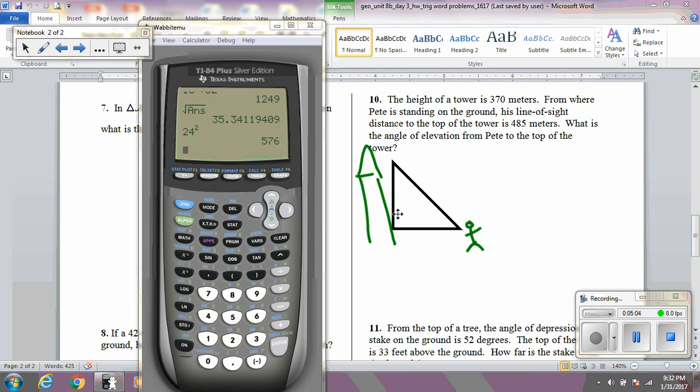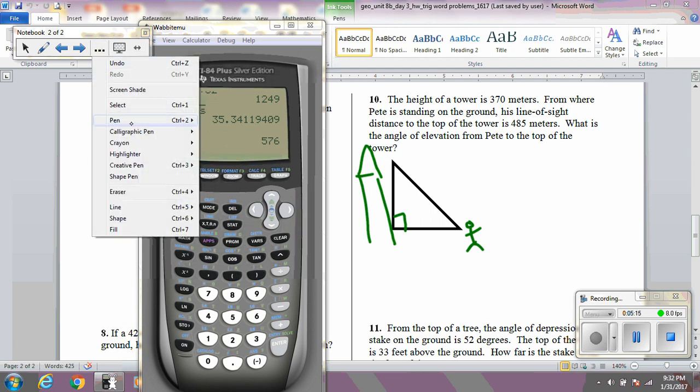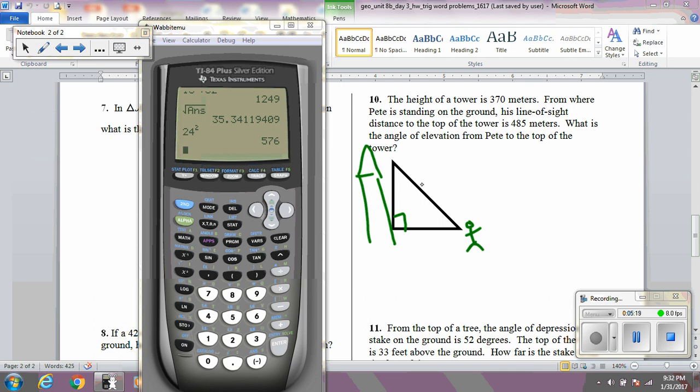The line of sight is the hypotenuse. And it says that distance is 485. So this is 485. And it says the height of the tower is 370. So that's going on this side of the triangle. It wants us to find the angle of elevation, which is this angle here. So let's call it x. Based on x, our reference angle, I have the opposite side and the hypotenuse. So that means I would use sine. So I would write sine of x is equal to opposite, 370, over hypotenuse, which is 485.